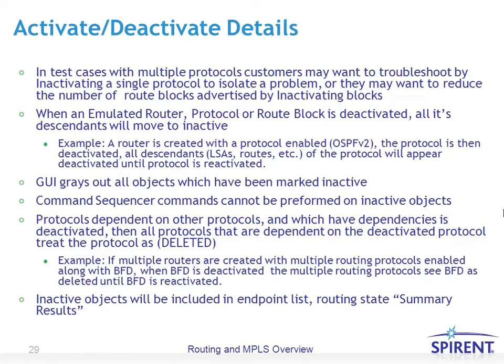So being able to activate and deactivate these things allows you to have test cases with multiple protocols, and then you can troubleshoot things by inactivating or activating single protocols at a time. When an emulated router or a route block, for instance, is deactivated, all of its descendants will be set to inactive. So for instance, if you have an emulated OSPF router and you deactivate it, all the LSAs and such associated with that emulated router will be inactivated as well. And then they'll be grayed out in the GUI, so you'll know that they have actually been inactivated. When inactivated, you can no longer perform commands on them, start and stop, or even via the command sequencer. Also, other protocol-dependent functions, such as bidirectional forwarding detection, will not be performed on deactivated protocol.